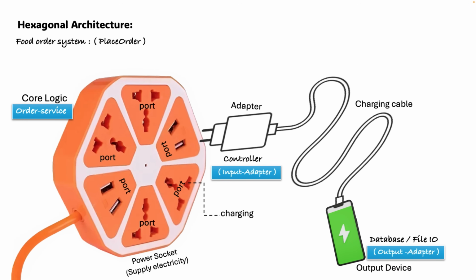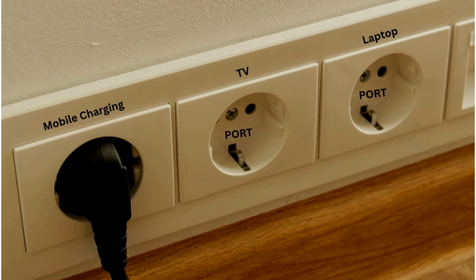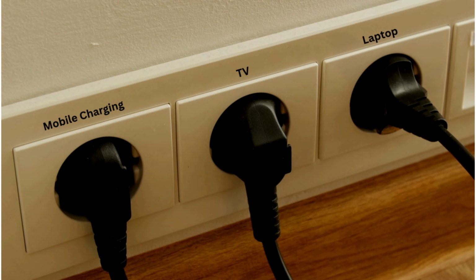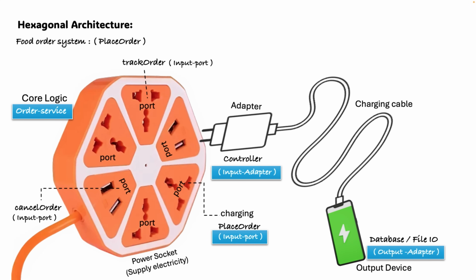Now, here is the interesting part. Every adapter connects to the socket using a specific port, right? Not all the ports are the same. Some are meant for charging the device, some are for running your TV, and others for your washing machine or for any other device. Similarly, in our application, the controller connects to the service using specific ports, like one input port for placing an order, another for canceling the order or tracking the order.